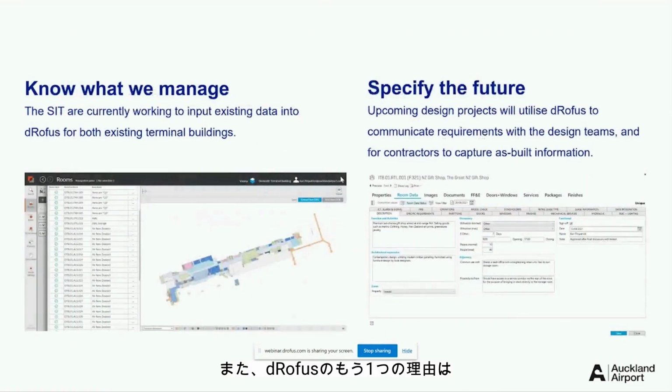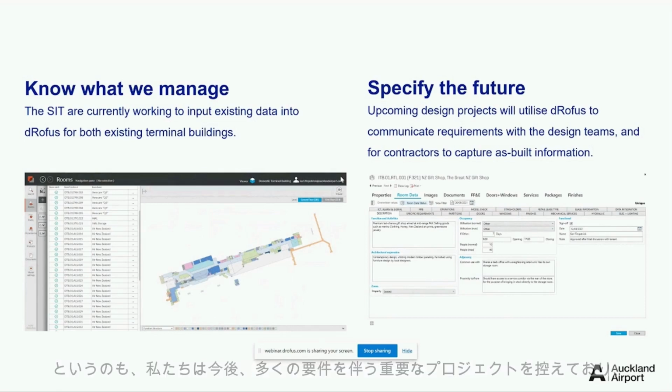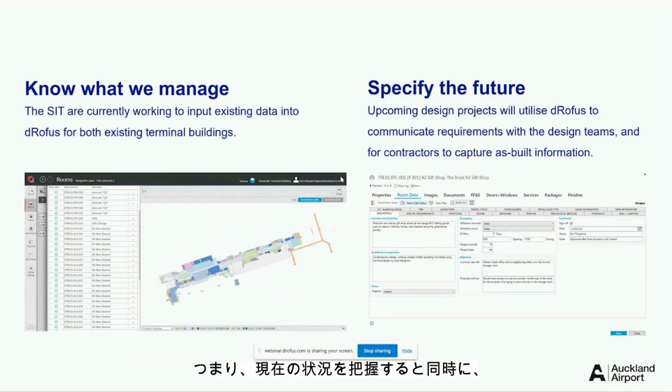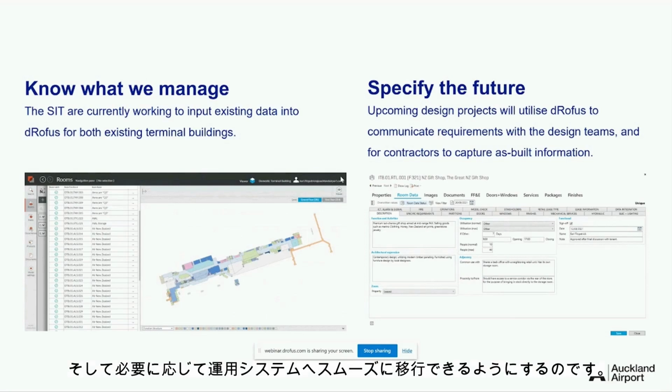And the other reason for dRofus is that we want to know what we manage, so we're trying to capture our existing terminals, and then we also want to be able to use it to specify what we want in the future, because we have significant projects coming up with a lot of requirements. They're the biggest projects we've done possibly ever. So it's at the same time helping us to understand what we currently have, but also making sure that what we build in the future, at the end of the project, we've got the design we want, we have the asset information we need, and we can then seamlessly push that through to our operational systems as needed.